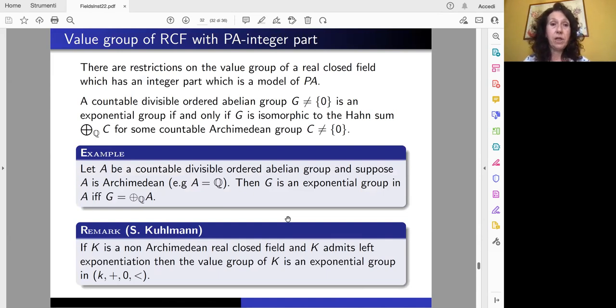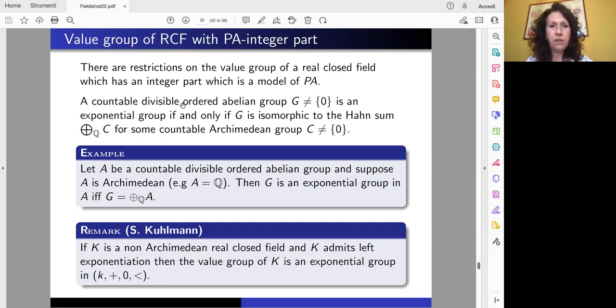So we also have restrictions on the value group of a real closed field which has an integer part, a model of PA. This is what the analysis via valuation theory can give us, more information. We got that there are restrictions on the value group of a real closed field which has an integer part a model of PA.